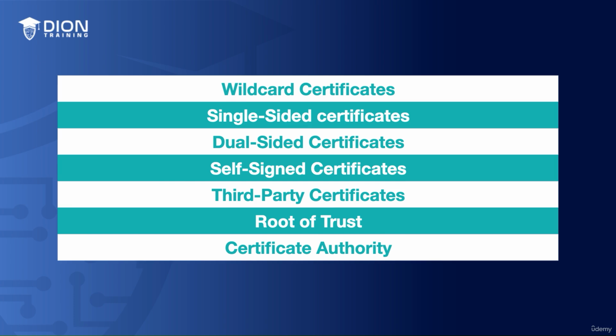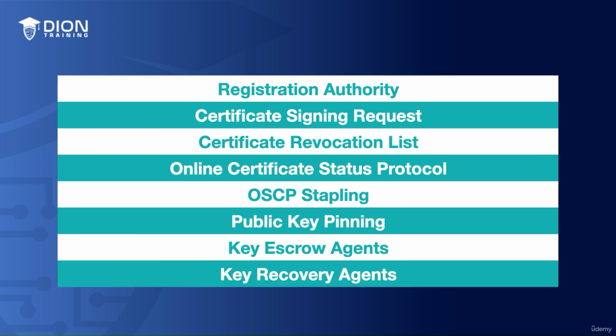Now, as we explore digital certificates, you're going to learn about wildcard certificates, single-sided and dual-sided certificates, self-signed certificates, third-party certificates, the root of trust, the certificate authority, the registration authority, the certificate signing request, the certificate revocation list, the online certificate status protocol known as OCSP, OCSP stapling, public key pinning, key escrow agents, and key recovery agents.